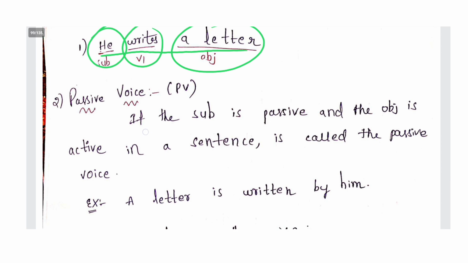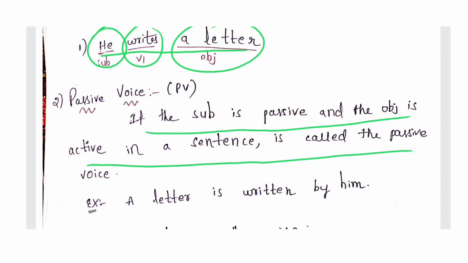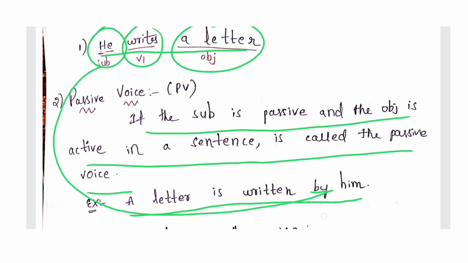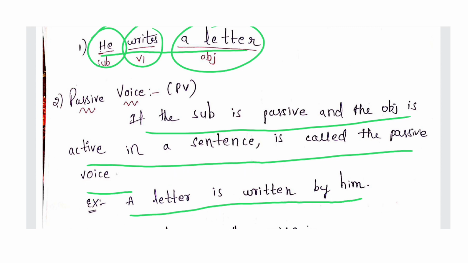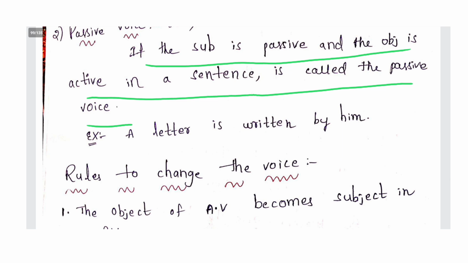If the subject is passive and the object is active in a sentence, it is called the passive voice. For example, a letter is written by him. Here he becomes the object, a letter becomes the subject, and written is in V3 form. That is the passive voice. And then let us see some rules on how to change the voice.